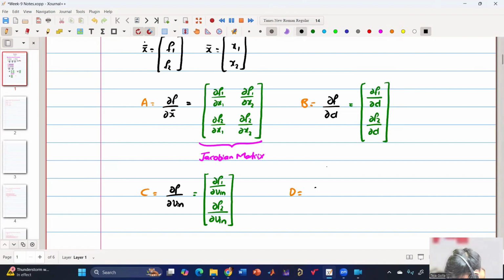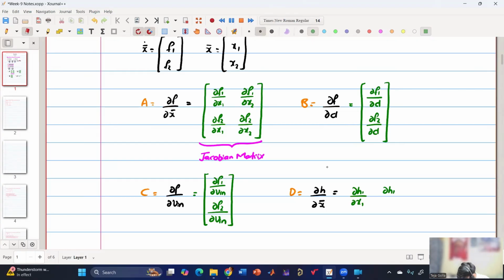we will get dou H by dou X vector. So here H is scalar and X is vector. So we need to differentiate H with different scalars in the X vector. So now we are going to get something like this. We'll get dou H by dou X1, sorry, dou H not H1 because it is just a single scalar. So let me rewrite it. So it will be dou H by dou X1 and then dou H by dou X2.